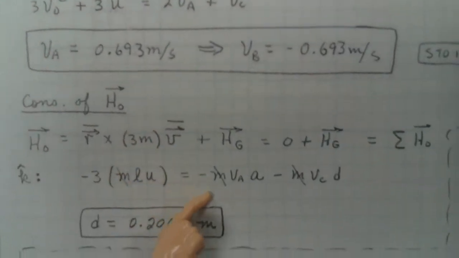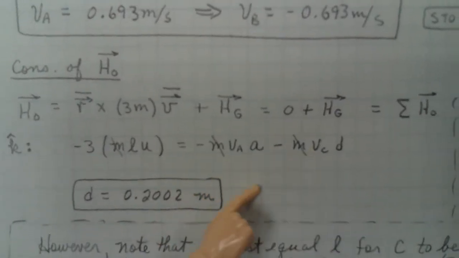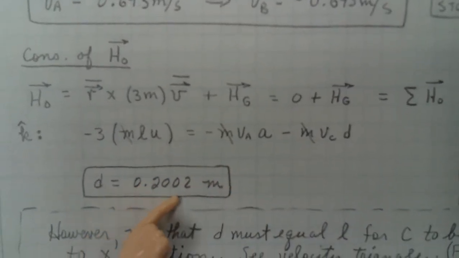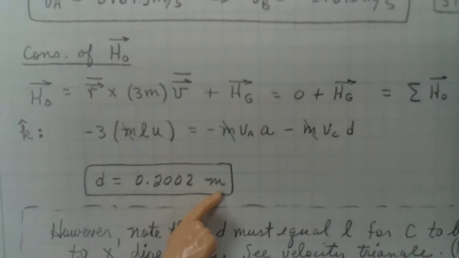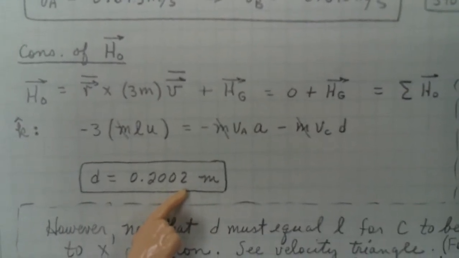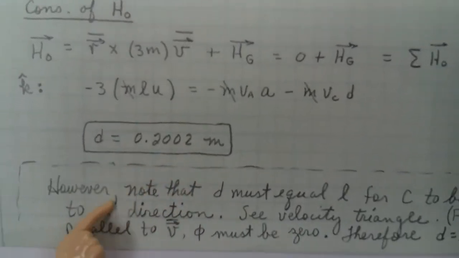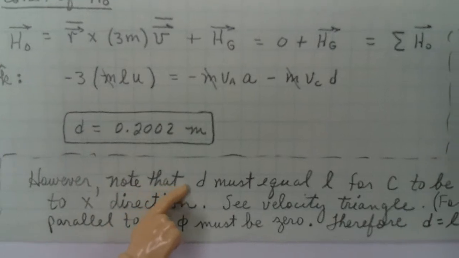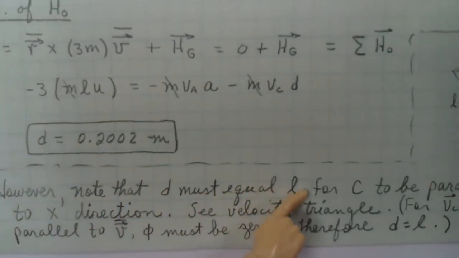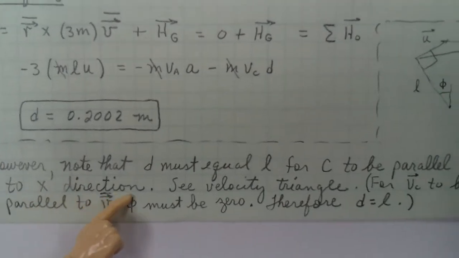So, coming back down into our equation right here for angular momentum, we can solve for D and we get 0.2002 meters. Now, I wanted to show that rounded off to 4 significant figures here instead of 3 because there's a slight error in this problem. This is what I want you to note, that the distance D must be equal to L for C to be parallel to the x direction.